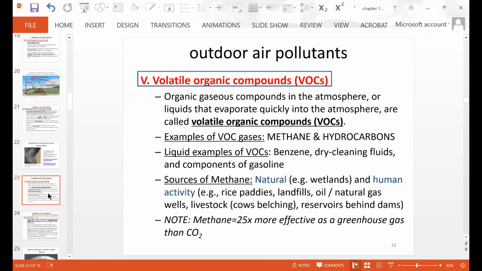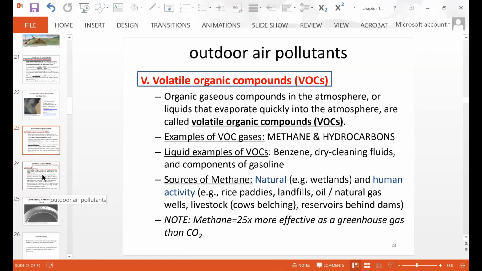Now, methane is 25 times more effective as a greenhouse gas compared to carbon dioxide. So methane is a very strong greenhouse gas. The reason why we talk more about carbon dioxide related to greenhouse gases and global warming is because there is a lot more carbon dioxide in the atmosphere than methane. But methane is a lot stronger of greenhouse gas.